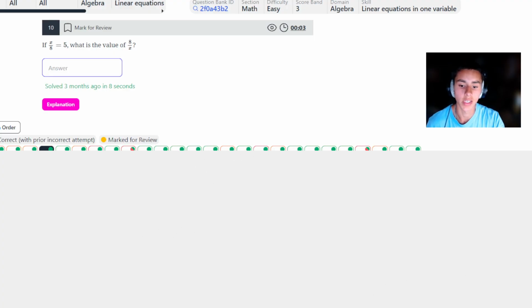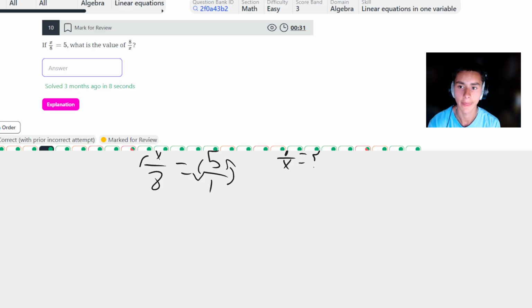If x divided by 8 equals 5, what is the value of 8 over x? So you can do a trick with this. This would be way quicker. Think about 5 as 5 over 1, because 5 divided by 1 is just 5. Now it's asking for 8 over x. We can use this property where you literally just flip both sides. When you do something on one side, you have to do it on the other. If we flip this, that's all we need to do. So 8 over x is equal to 1 over 5, because we could just flip both.